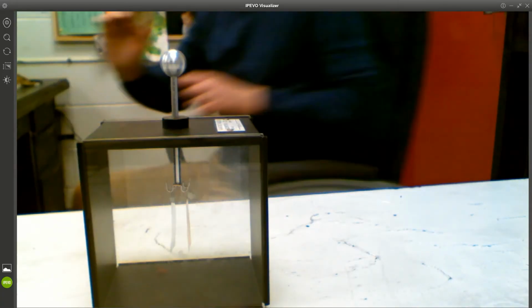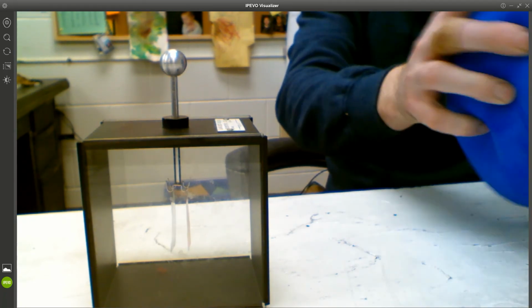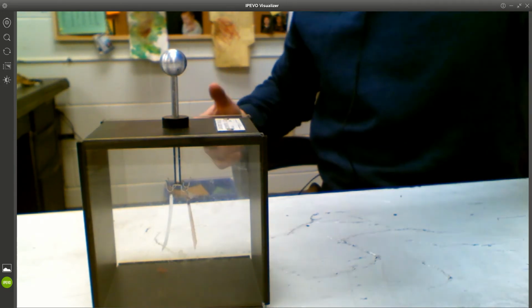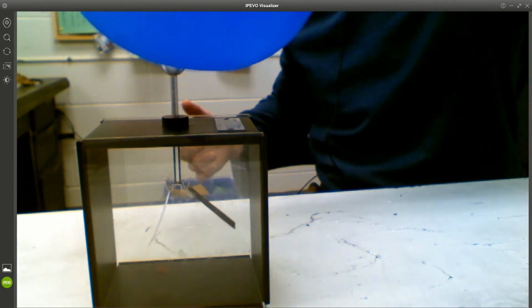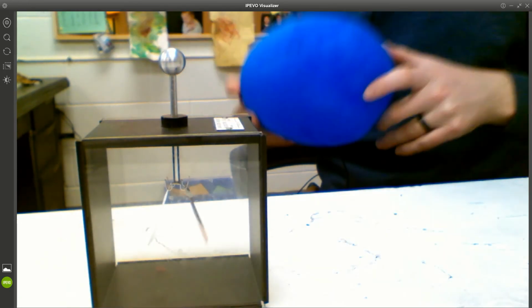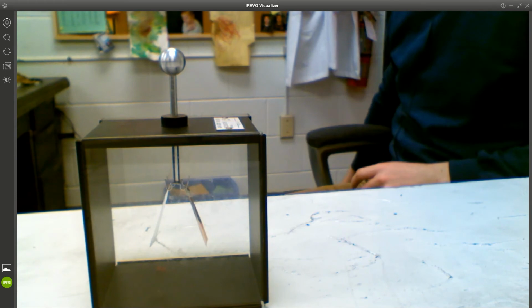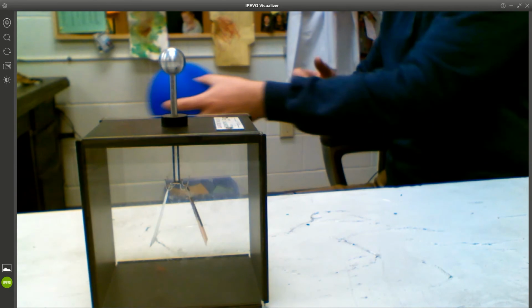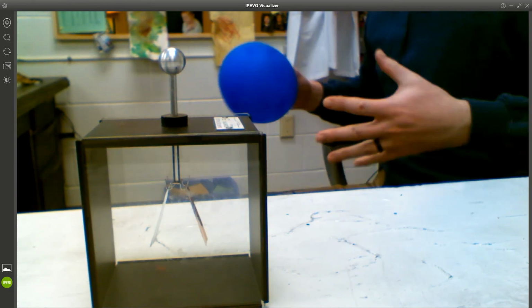So let me bring this guy up again. I'm just going to charge up my balloon. I charge up my balloon with the rabbit's fur, and I bring it close. I induce a charge separation. And then if you listen, there we go. And I touch it. Come on, come on, charge up. There we go, that's pretty good. So you can see that it's charged up. They're permanently spread apart. I no longer have the balloon anywhere near this, but what has happened is it's charged up.